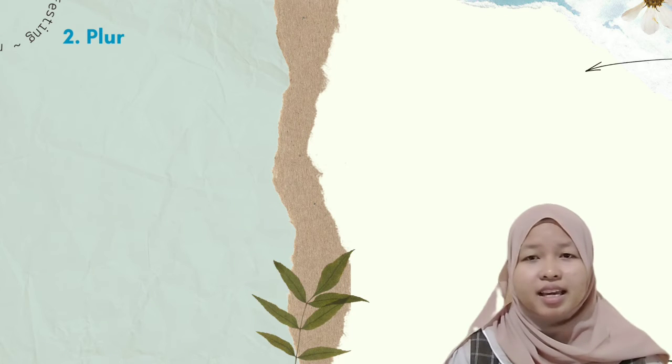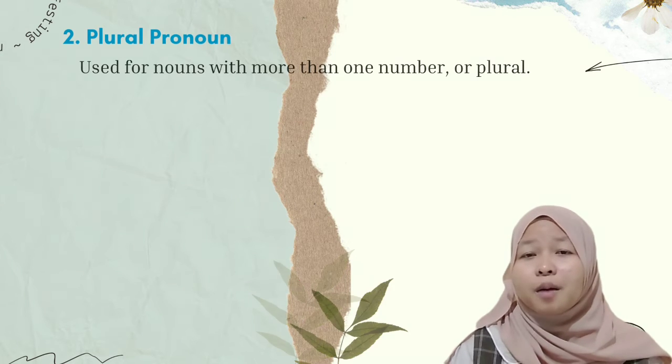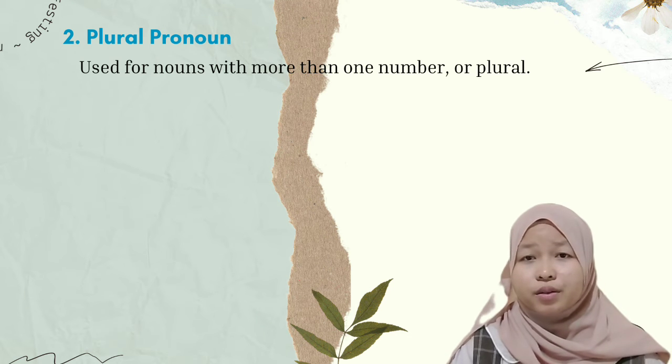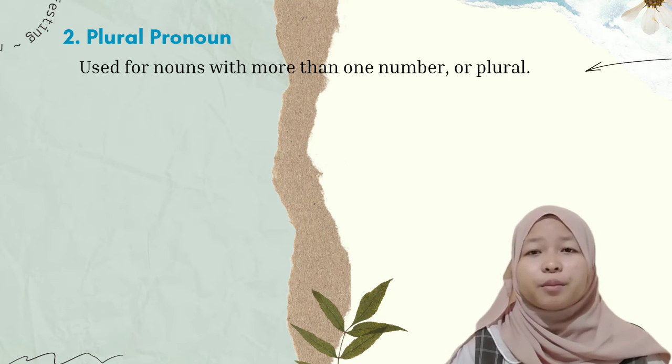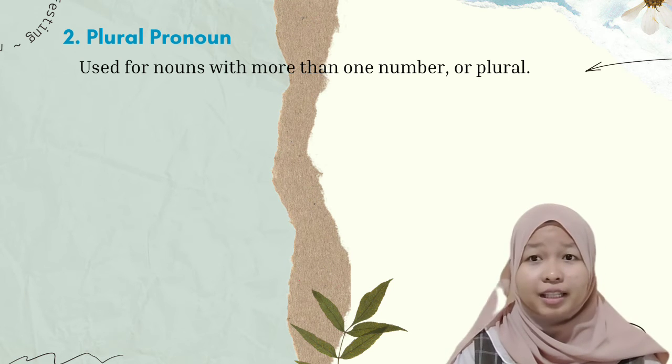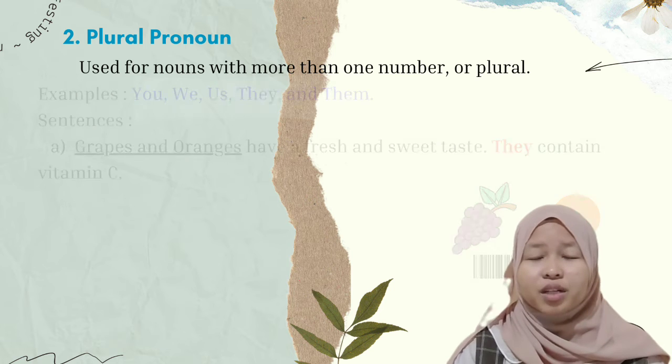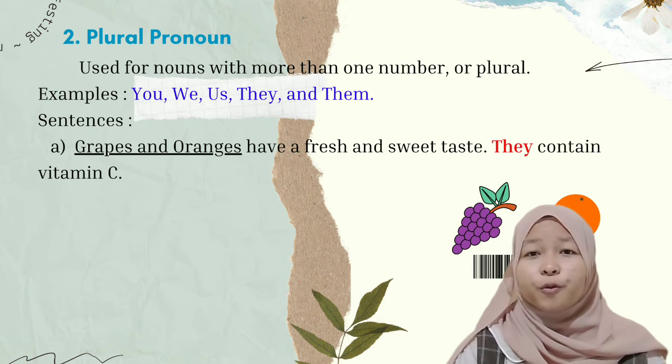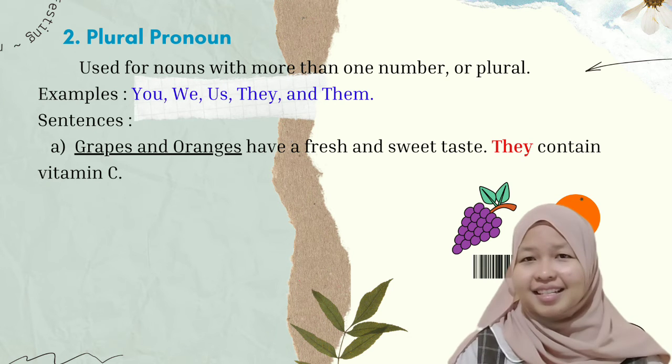The next is a plural pronoun. Plural pronouns are used for nouns with more than one number, or plural. The plural pronouns are you, we, us, they, and them.